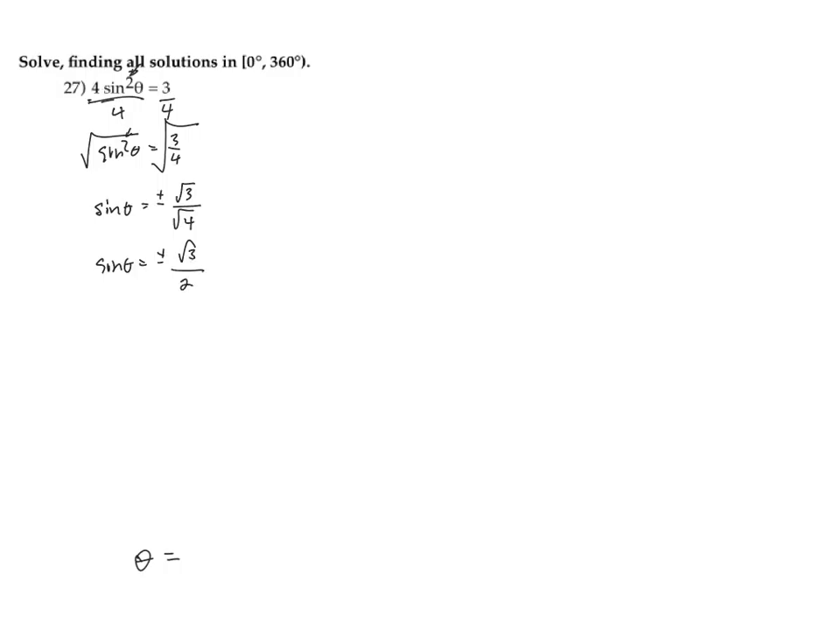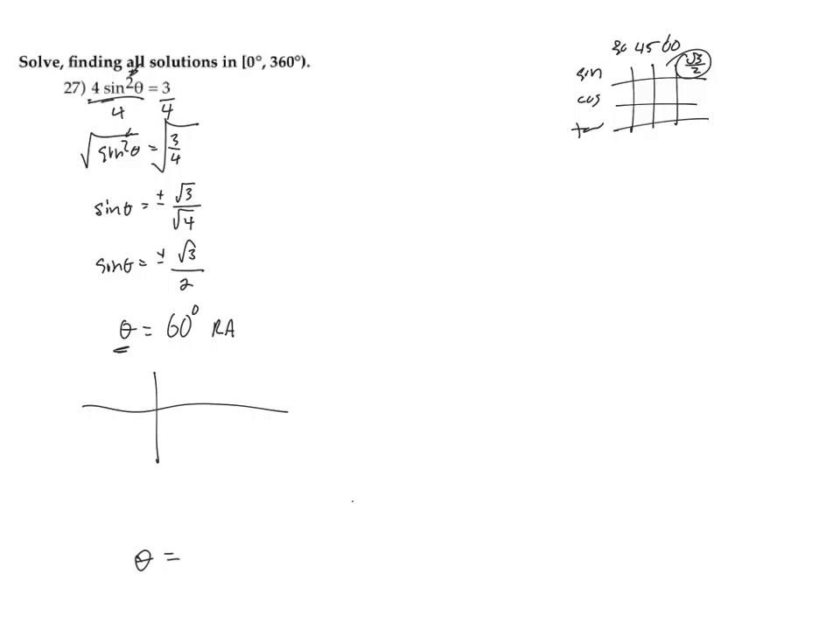Now root 3 over 2, hopefully you're recognizing that from that chart that we did, where we had sine, cos, and tan, and 30, 45, and 60. And it turns out that the sine of 60 degrees is root 3 over 2. So here then, theta is equal to 60 degrees. But whenever we solve for theta, like this 60 degrees is always a reference angle. And it can happen in 4 different quadrants. Because sine could be positive or negative, all 4 quadrants work. So that one, that one, that one, and that one.